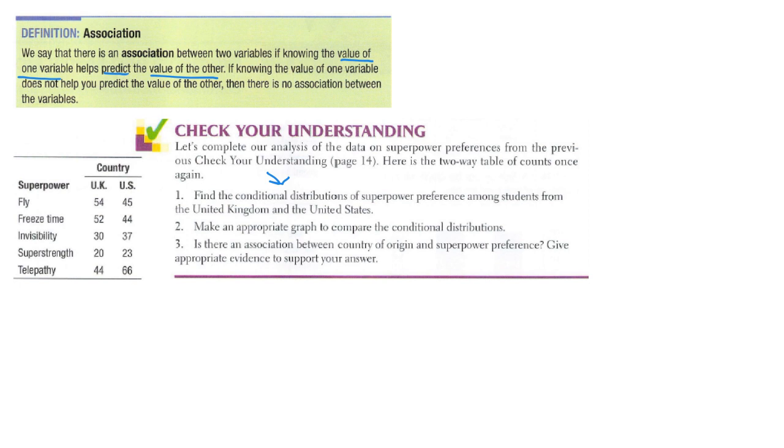So I'm looking for the conditional distributions of superpower preference among students from the UK and the United States. So that's my condition, the ones from the United Kingdom, and then the ones from the United States. So one of the first things I would need to do is get a total of how many I have from the United Kingdom. So I have a total of 200, and how many I have from the United States, and I have a total of 215.